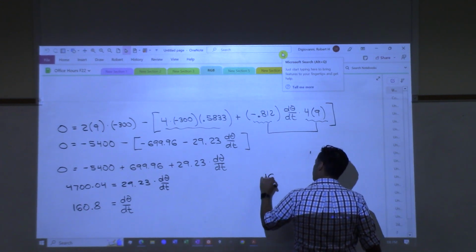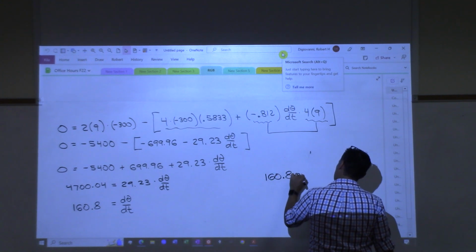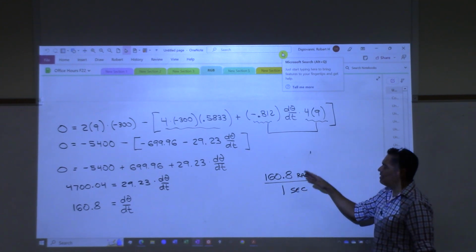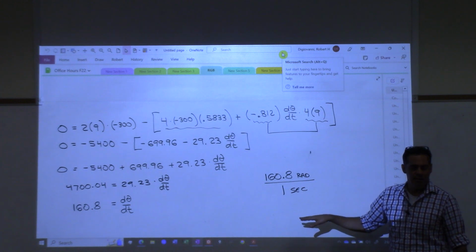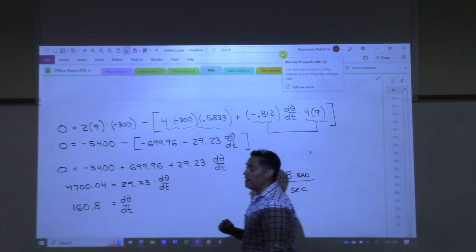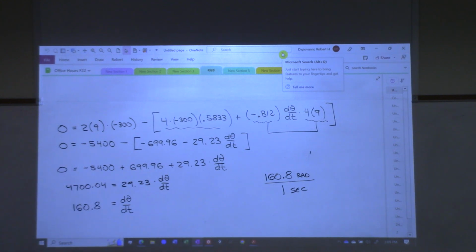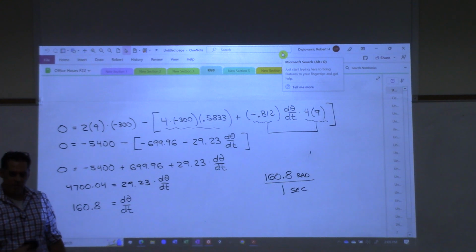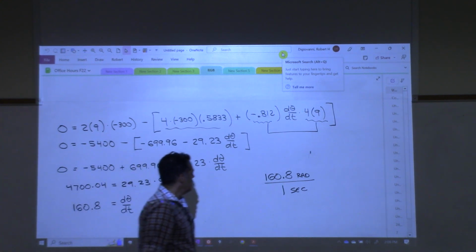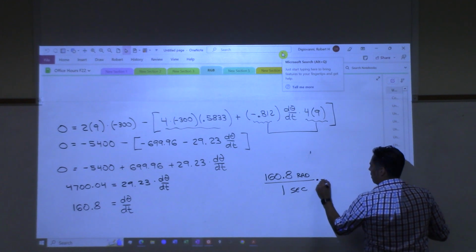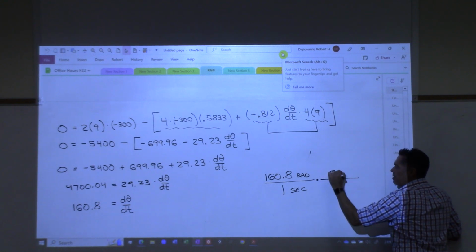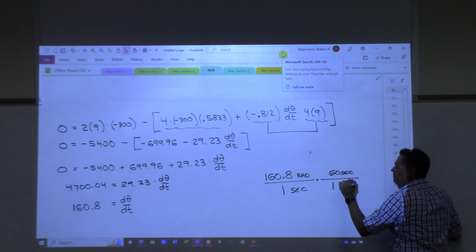So here's what I've got. I've got 160.8 radians per 1 second. That's the same way as saying radians per second, right? The reason I did that is because ultimately I want my answer in revolutions per minute, right? So I'm going to do what we call dimensional analysis, where I start multiplying by the conversions to make this turn into revolutions per minute. So let me start with the seconds. How do I get rid of seconds and convert it to minutes? 60 seconds in 1 minute. So I put 60 seconds here, and I put 1 minute here. And that'll get rid of the seconds, and I will have minutes.